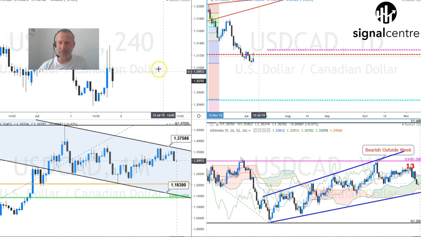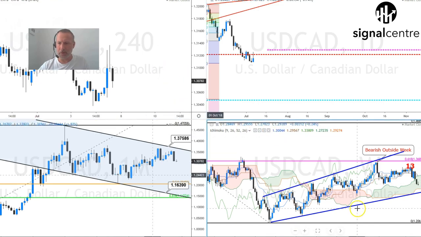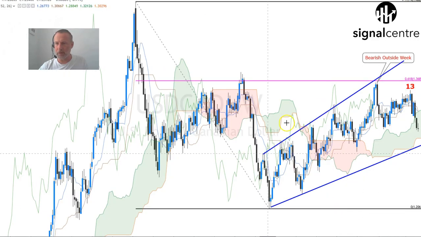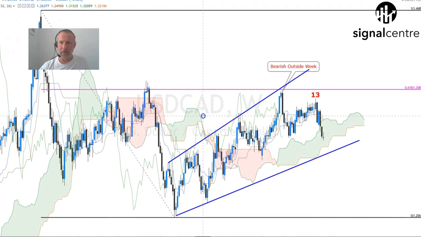Dollar CAD, two time frames we're going to look at here, not the intraday chart. This is the weekly chart, a very large expanding wedge formation. We posted a bearish outside candle here.